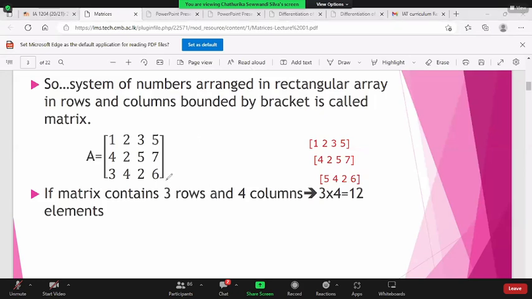So the number of rows is 3 and the number of columns is 4. That is going to be called the dimension of the array. We indicate it as 3 multiplied by 4. So that is what we call the dimension of the array. The first number represents the number of rows, and the second number represents the number of columns.